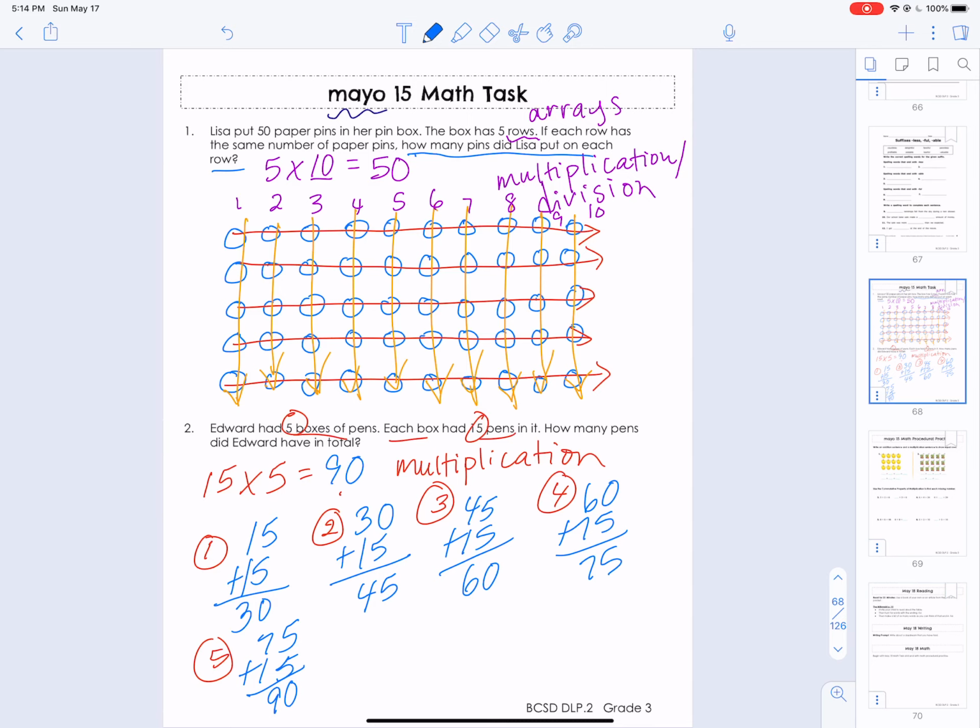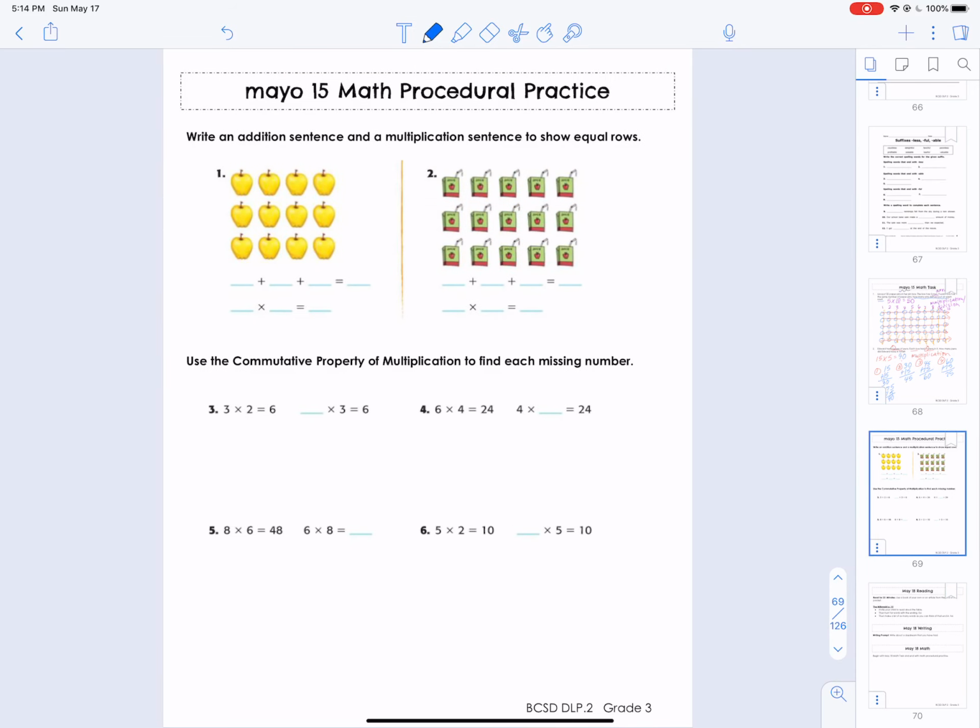So that means that Edward had 90 pins in total. All right, and if we look ahead to the procedural practice page, you'll see that it talks about the commutative property of multiplication. It's a big fancy word for it doesn't matter what position you have the factors in your multiplication sentence, the answer is still going to be the same.